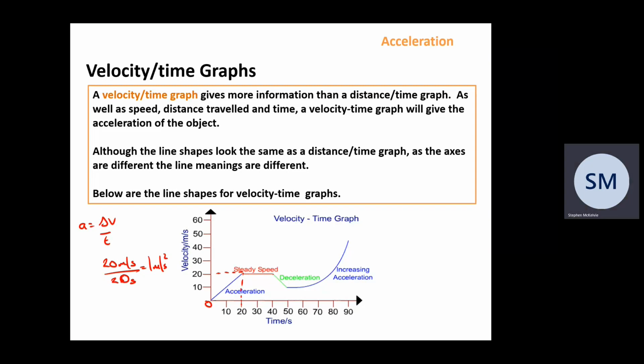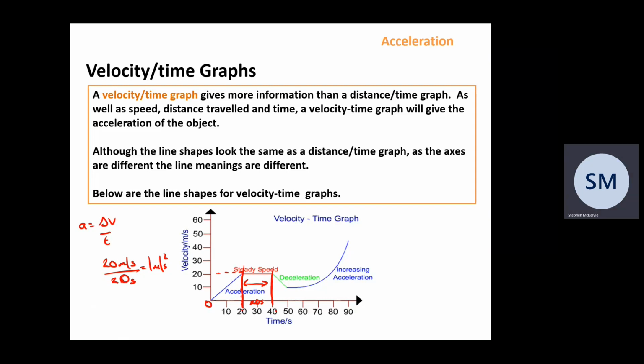When my line has got no gradient, then it is not stationary, it is at a steady speed. This object went 20 meters per second for 20 seconds, not for 40 seconds. So this section of the graph started at 20 seconds, ended at 40 seconds, meaning that if we're trying to find the acceleration of the object here, it's 0 meters per second squared, because there's no change in velocity between those 2 points.